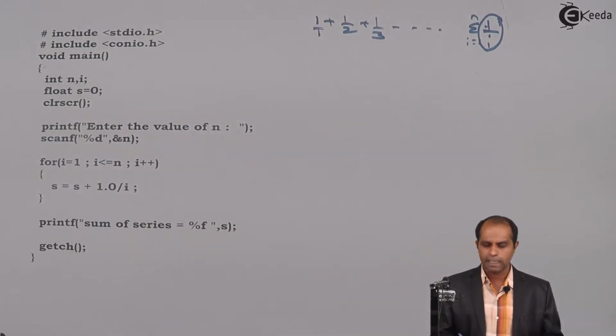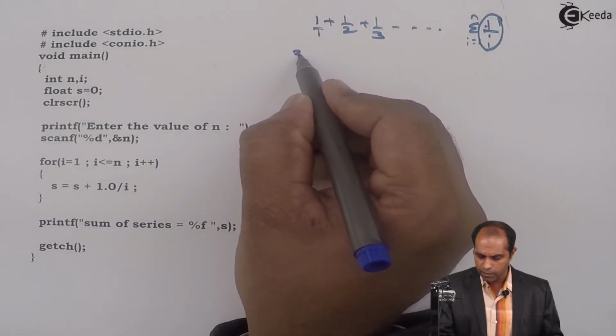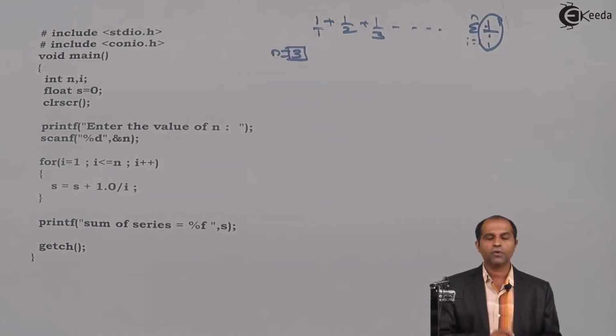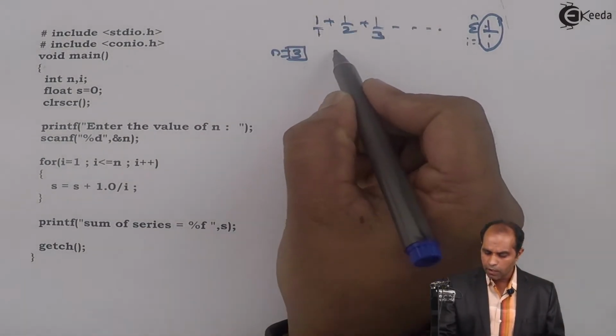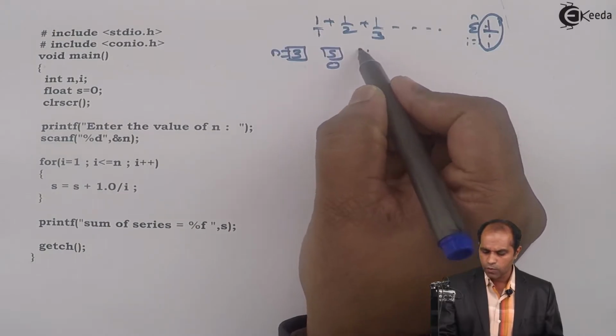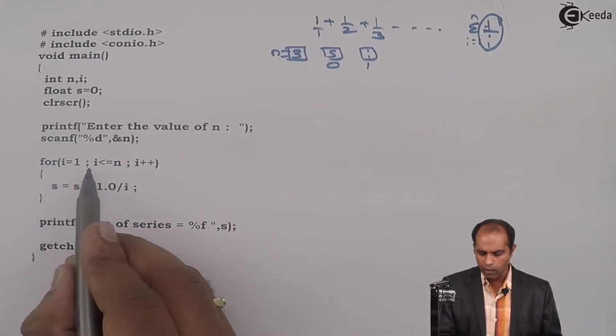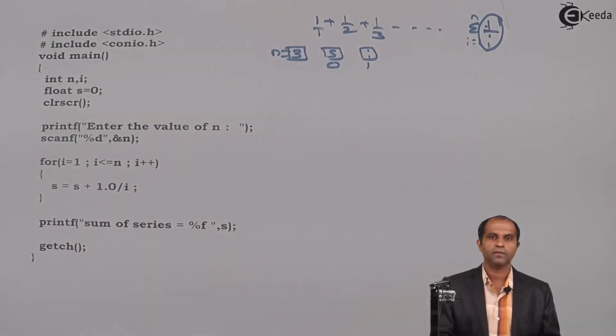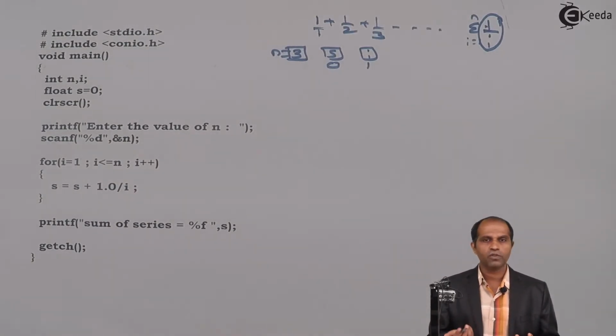Let's work with this particular example with, say, 3 terms. Suppose n is given as 3. How does this for loop work? Initially your s is 0, your i is what? Initially 1. So 1 less than or equal to 3, true. s equals s plus 1.0 by i. So i is 1, 1.0 by 1 is 1.